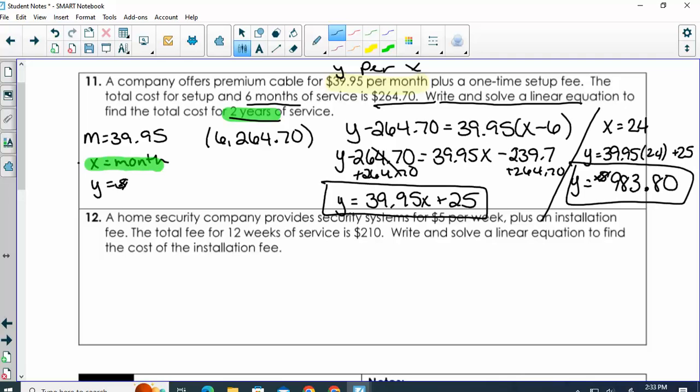One more. So a home security company provides security systems for $5 per week. What is that number? M. Okay, can you tell me what x is? And what is y? Plus an installation fee. The total fee for 12 weeks of service is $210. So what is that?